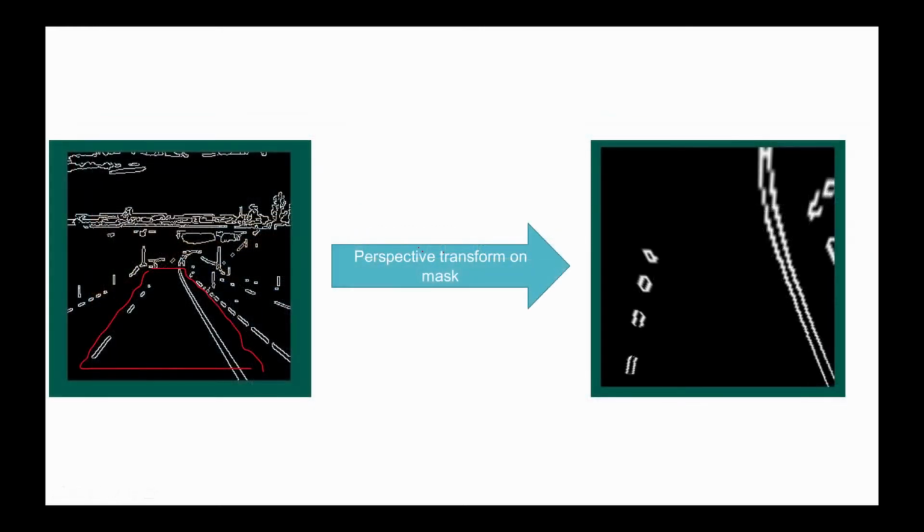Now that we have our edges, we apply a perspective transform on a quadrilateral area which is represented by a red shape in the image at the left shown on the screen, so that we would get a bird's eye view of the region of interest. Now to detect the lanes, that is the left lane and the right lane, we have to find the starting point of both these lanes.